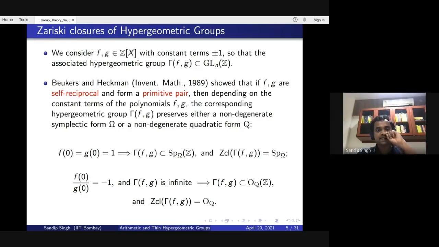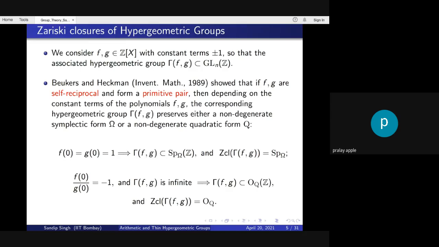It is clear that it will preserve a symplectic form when F0 and G0 are 1, and it will preserve a quadratic form when F0 is 1 and G0 is -1. And their Zariski density means we have to go through their work. Basically, they have shown that the Zariski closure has the same Lie algebra as that of Sp(omega) in that case, and of the orthogonal group when F0 is 1 and G0 is -1.